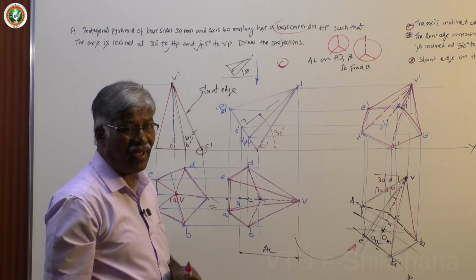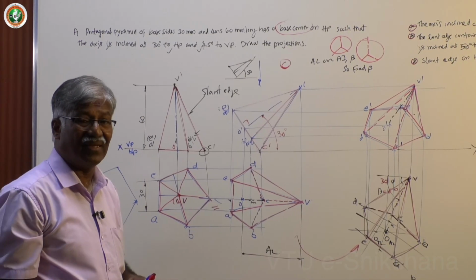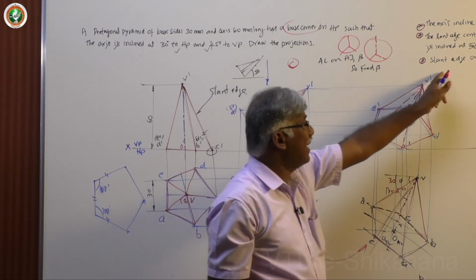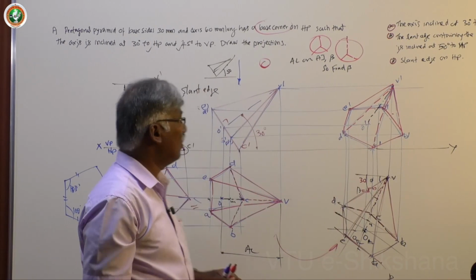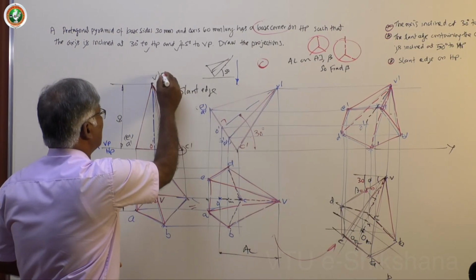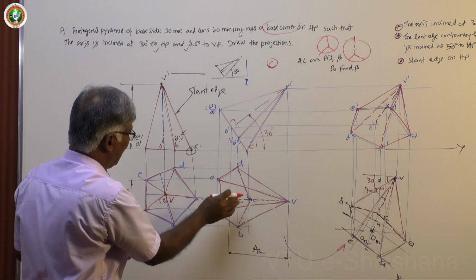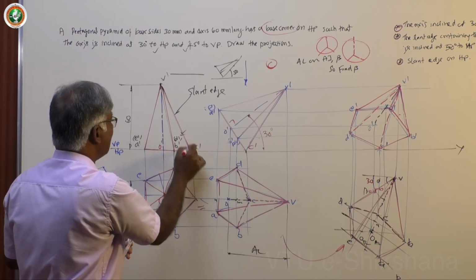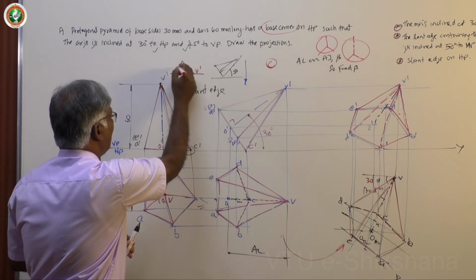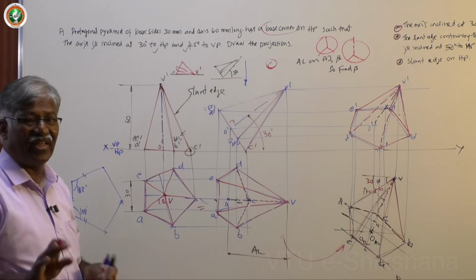Normally they refer to the axis, or they give that it appears to be inclined at some degree, or the top view of the axis is inclined at some degree to VP; you take accordingly. Then finally the slant edge on HP. So instead of some inclination, they give a question like this: rotate this particular figure in the second figure, the front view, such that C dash V dash is coinciding with the XY line, that is, on HP.